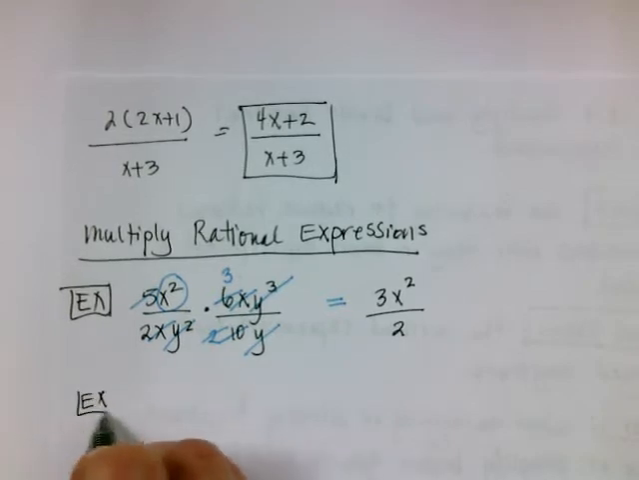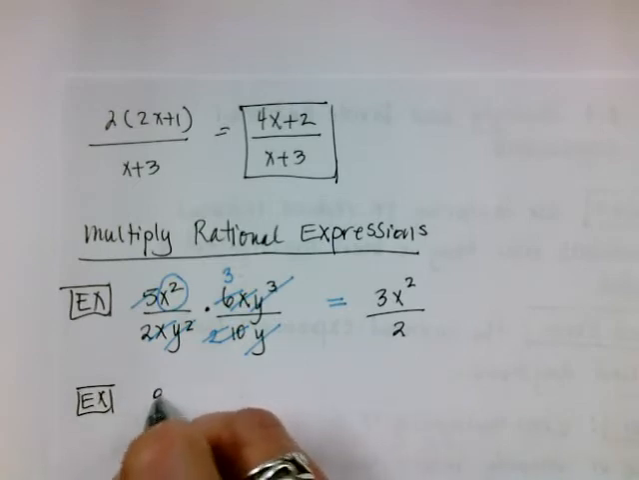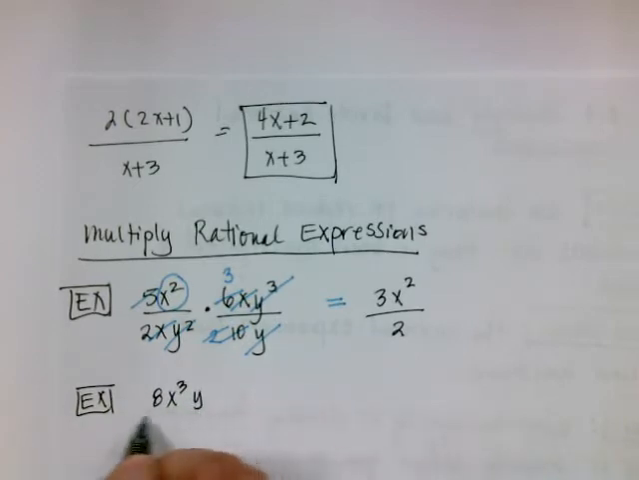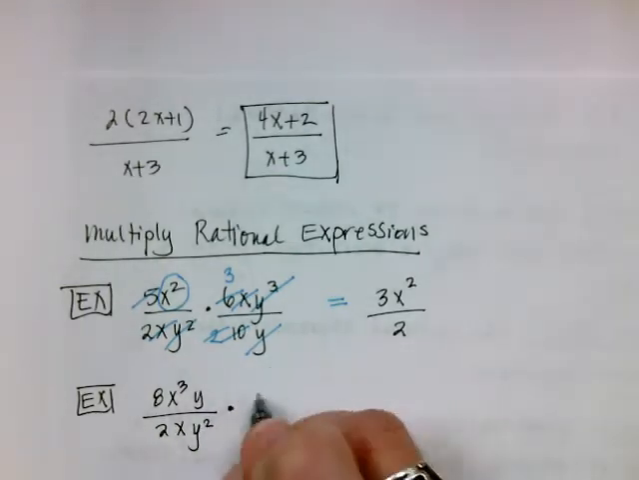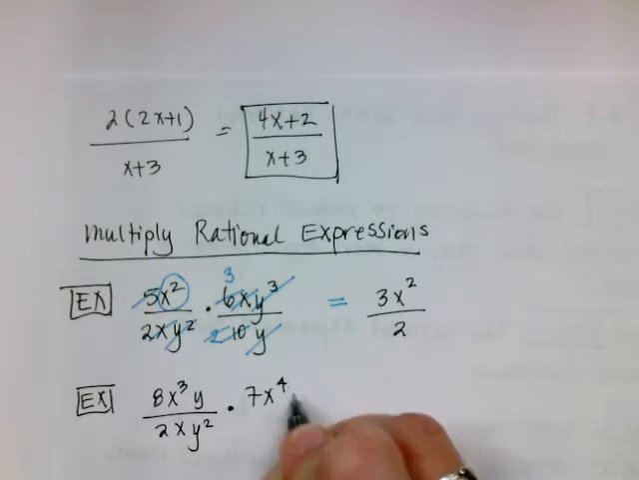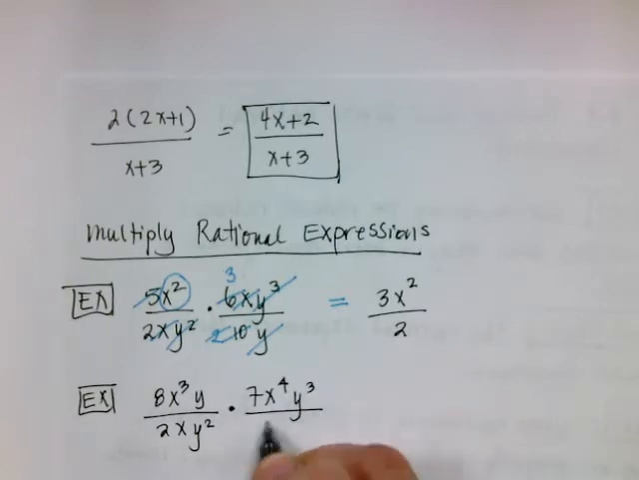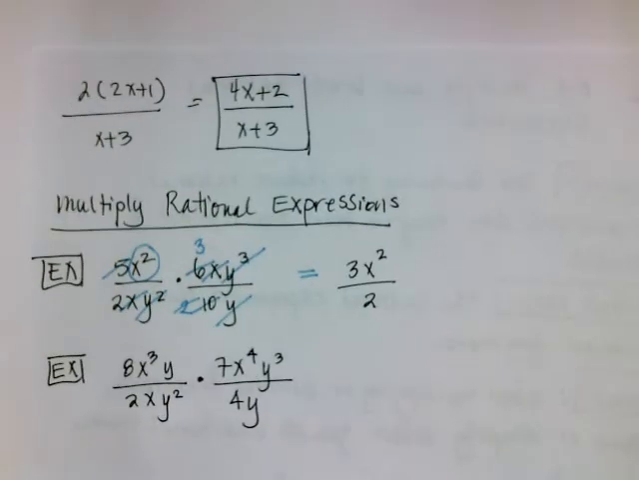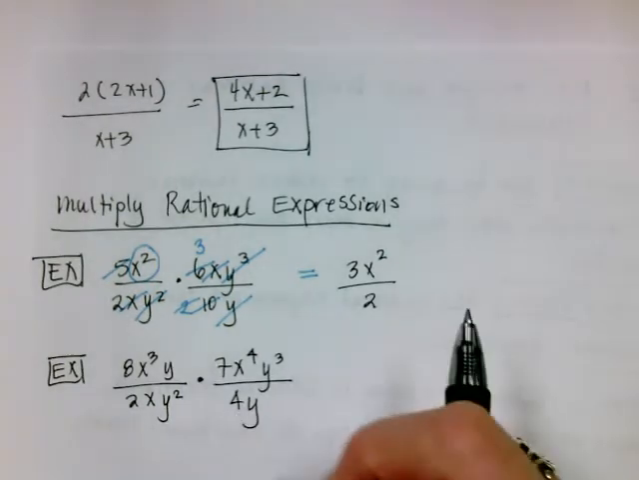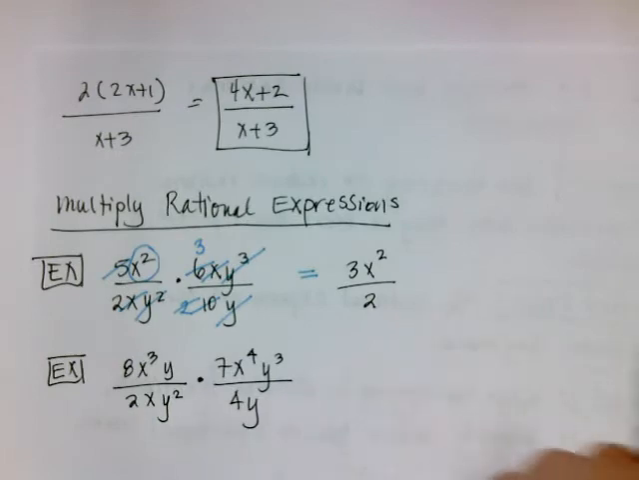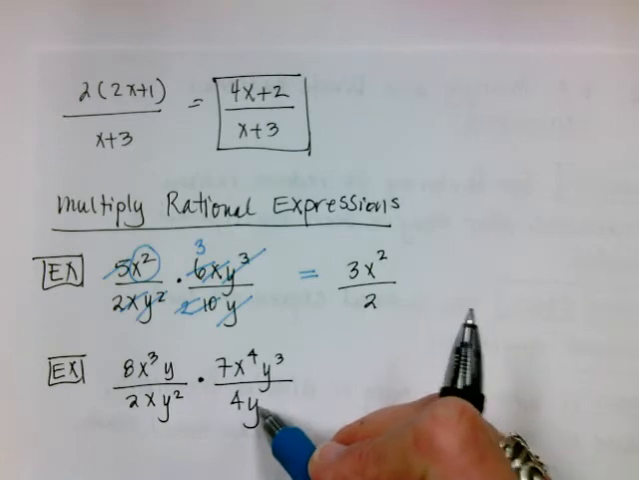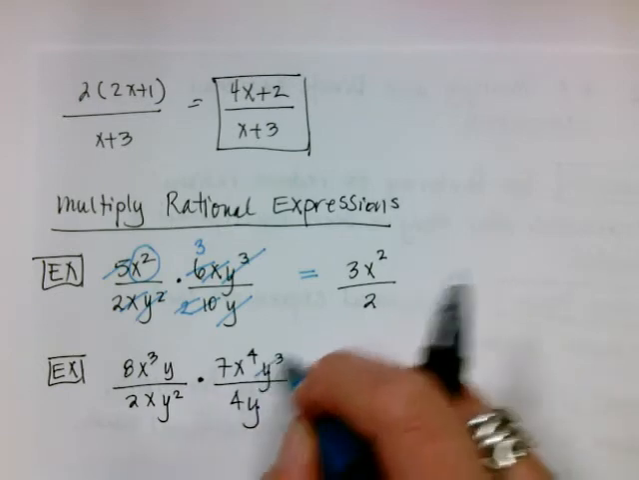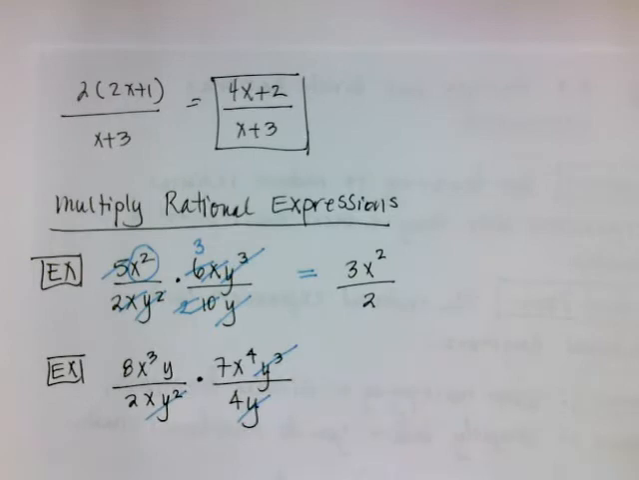All right, let's do another example. In this one, I'm going to have 8x cubed y over 2xy squared, and I'm going to multiply it by 7x to the 4th, y to the 3rd, over 4y. So again, I'm going to start reducing everything that I can. Again, I'm going to start with my y's just because I have 1, 2, 3 y's on the bottom, and I have 3 y's right here, so all of those y's are going to cancel.